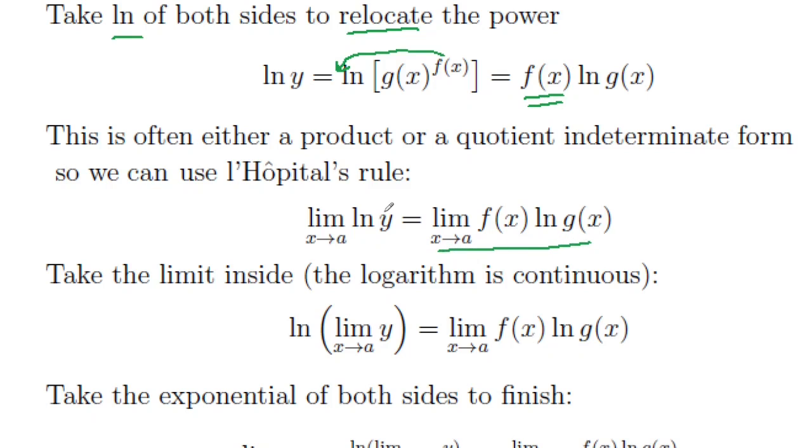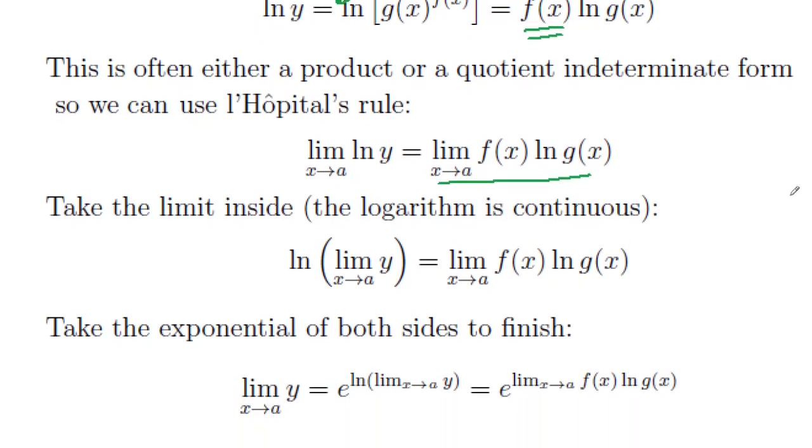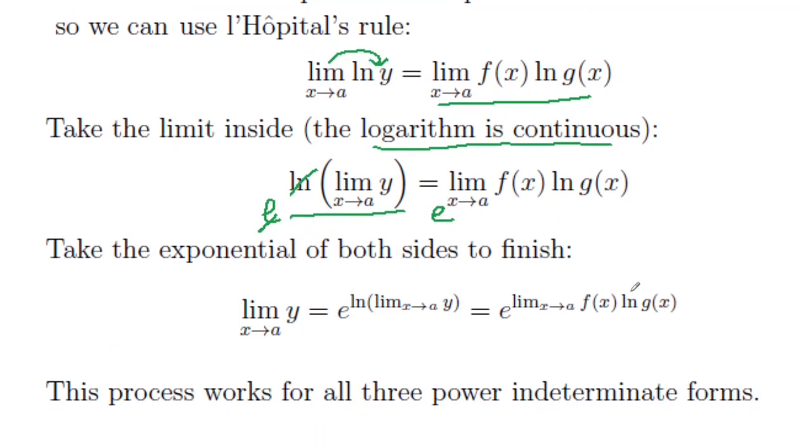This process, of course, gives us the limit of the natural log of y, not y itself, which is what we are looking for. Because logarithm is continuous, this is not a problem. The limit can be taken inside a continuous function. We get natural log of limit of y. This form is good because now we can eliminate the ln using e. And the answer comes out e to the whatever we got using L'Hopital's rule. So that'll take care of the power indeterminate forms for us.